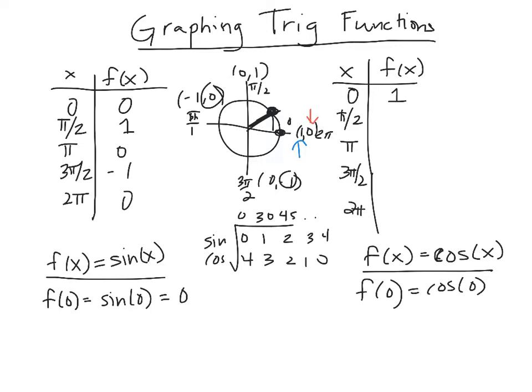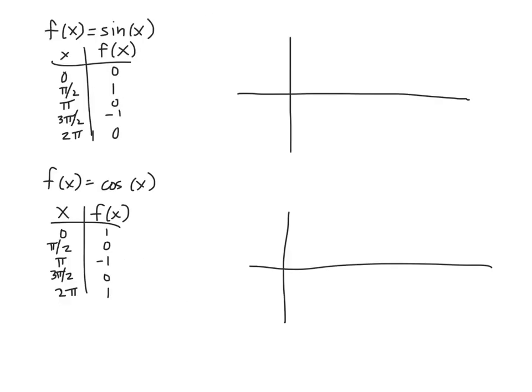At pi over 2, we look at the x coordinate. So if we just look at the x coordinates, 1, 0, negative 1, 0, 1. All right, so now we want to plot these points.